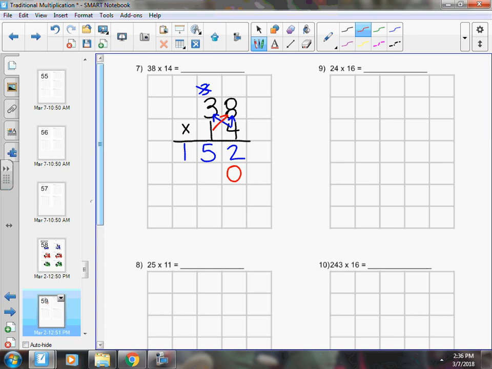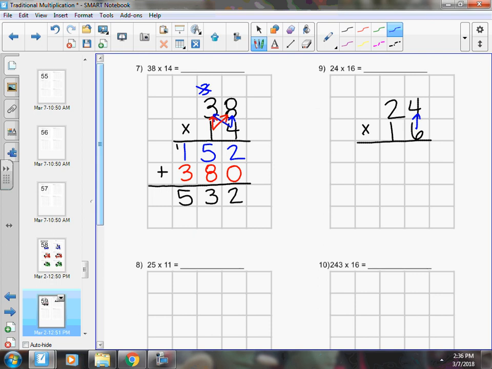All right, 1 times 8, then 1 times 3. 1 times 8 is 8. 1 times 3 is 3. And then add them all together. 532.